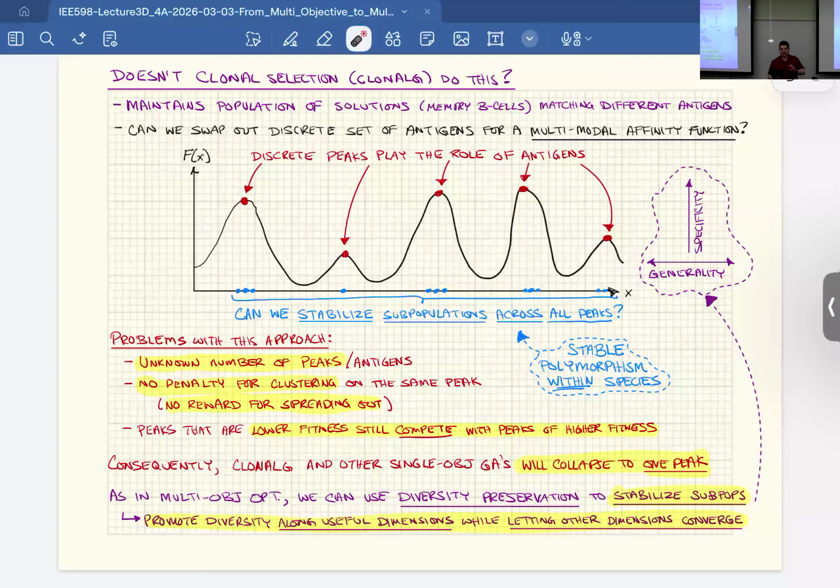So any questions about our motivations? Multimodal optimization. Yep. What would be the goal of finding those smaller peaks as well?